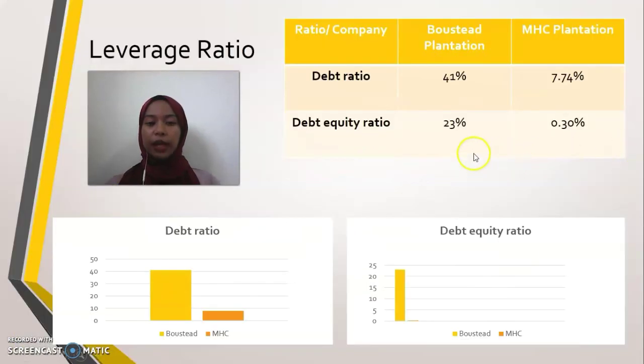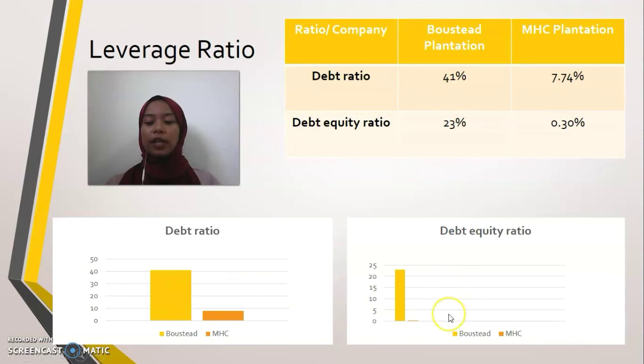So moving on to the leverage ratio. The debt ratio of MHC Plantation is better as the ratio is lower here. Only 7.74% of MHC assets are financed by debt, while 41% of Boston assets are financed by debt, which is not good. It shows that MHC is more stable with potential of longevity than Boston Plantation.